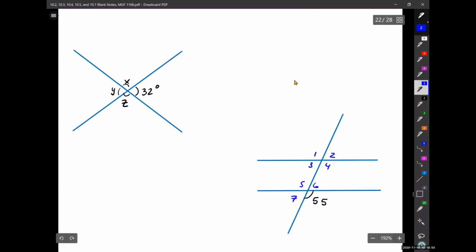Now this next piece of material, I'll let people have time to write it down. We've got two questions. We want to find all the missing angle measures. Perfect, Jordan, correct.